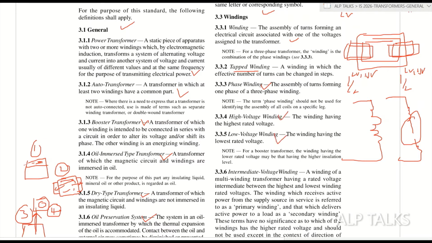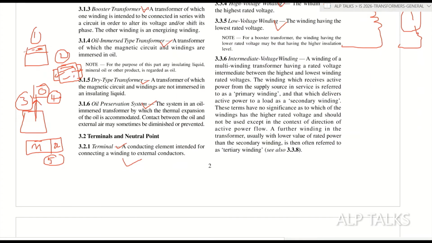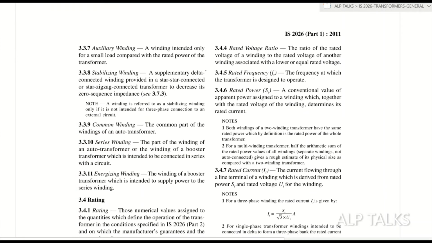High voltage winding, low voltage winding. One is high voltage, another is low voltage. Intermediate winding: whenever we have, say for example, a star-star connection like this, to take care of harmonics or something, we may have an intermediate winding, another voltage winding, a tertiary winding, something like that. We will go to the details later.